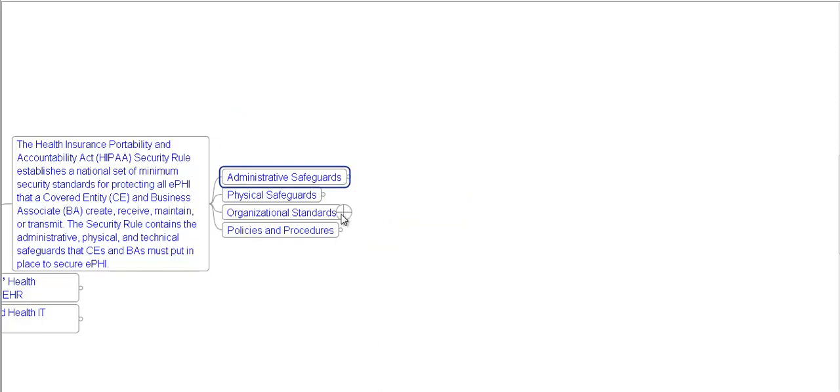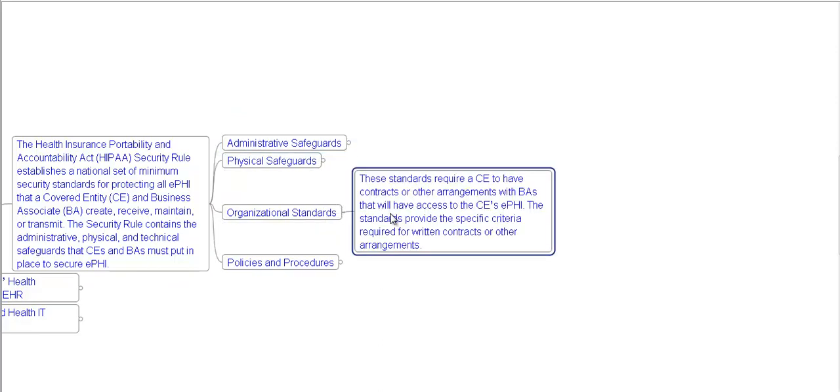Organizational standards. These standards require a covered entity to have a contract or other arrangement with business associates that will have access to the covered entity's ePHI, Electronic Protected Health Information. The standards provide the specific criteria required for written contracts or other arrangements.